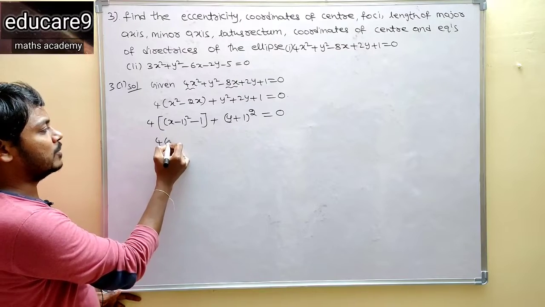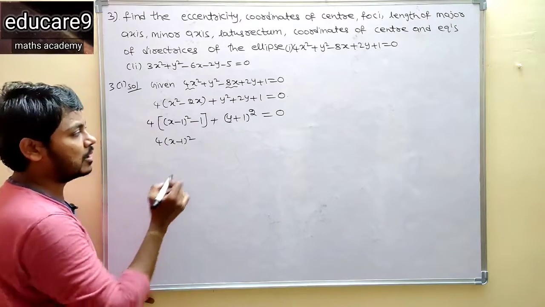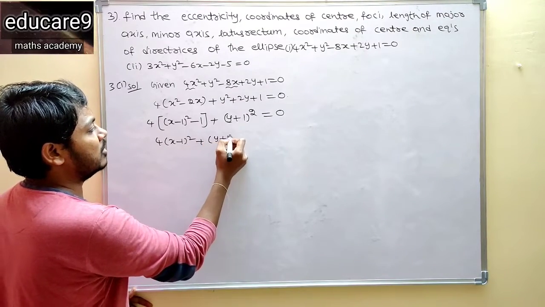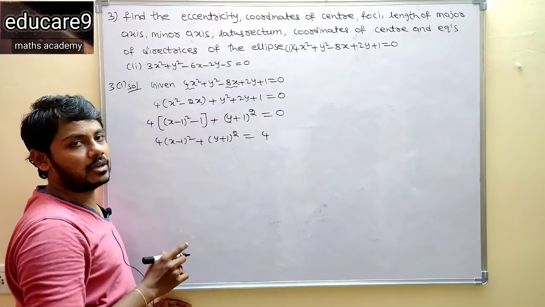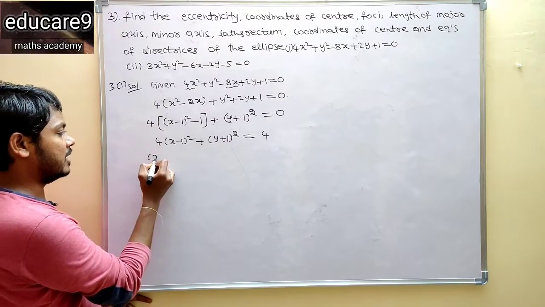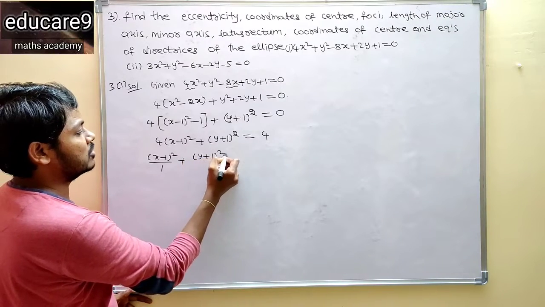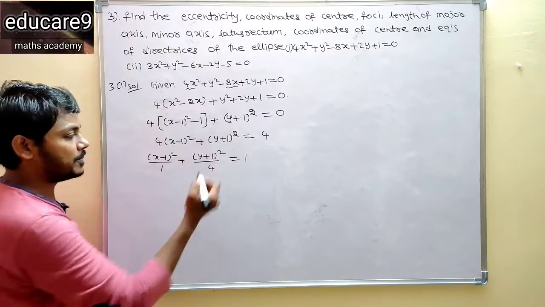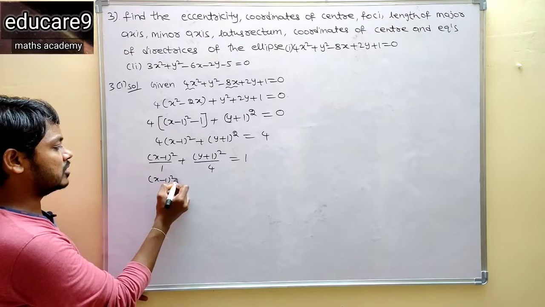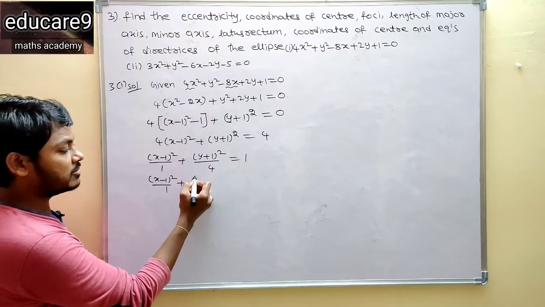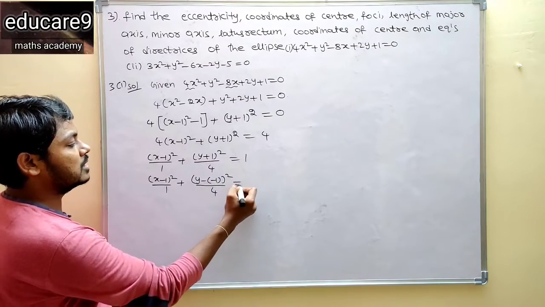Now this is 4 times (x minus 1) whole square minus 4. Sending it to the right side, it becomes plus 4, plus (y plus 1) whole square is equal to 4. Now divide this equation by 4 on both sides. You will get (x minus 1) whole square by 1 plus (y plus 1) whole square by 4 is equal to 1. Now this can be written as (x minus 1) whole square by 1 plus (y minus (minus 1)) whole square by 4 is equal to 1.